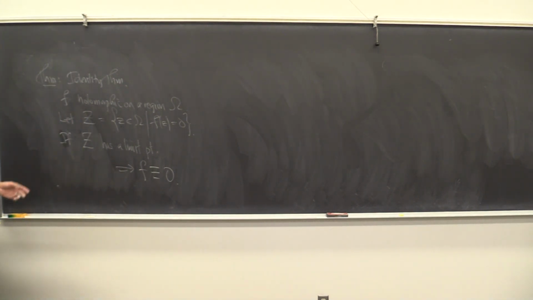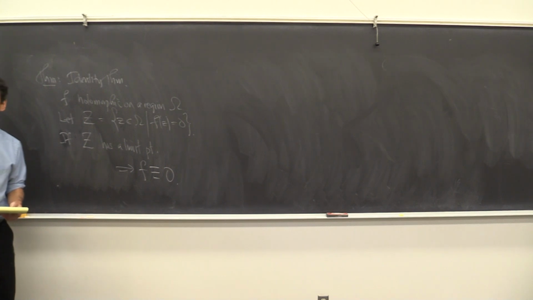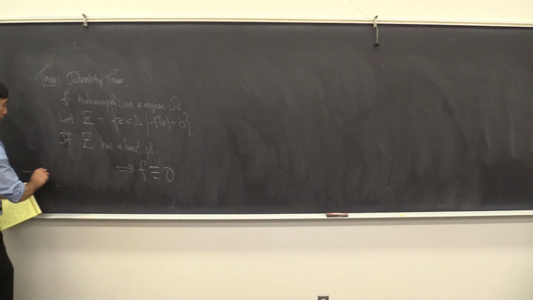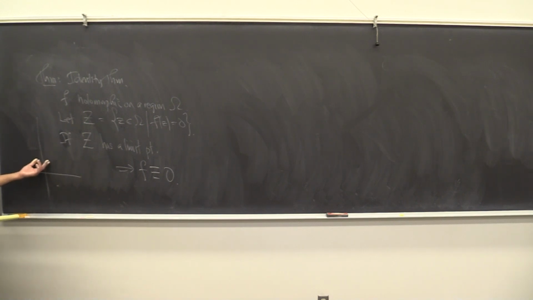This is a really shocking statement about how constrained holomorphic functions are. If such a thing were true for real functions, what that would be saying is that if your function is 0 on any interval, then your function must be 0 everywhere. That would be very restricted.